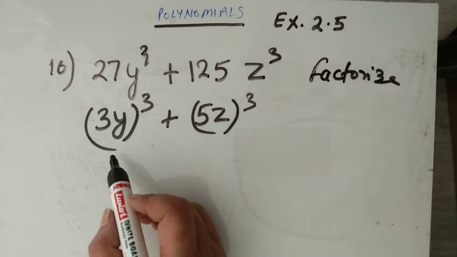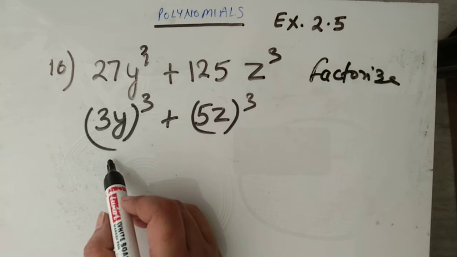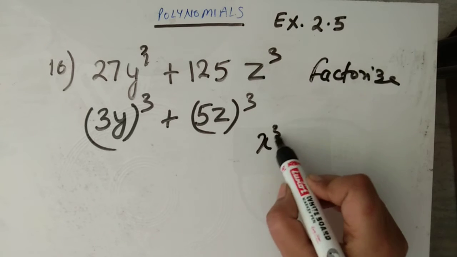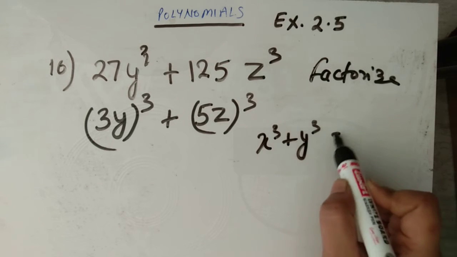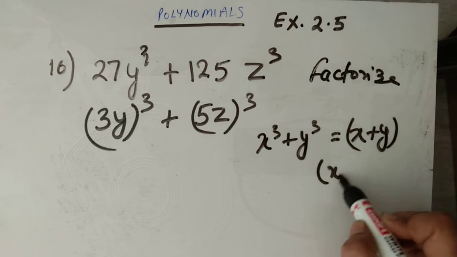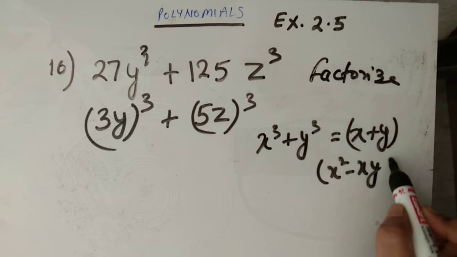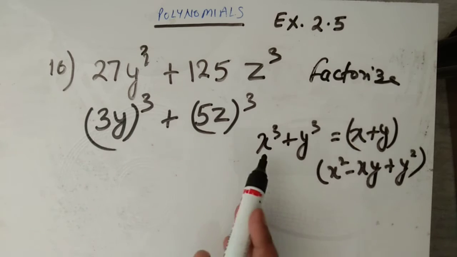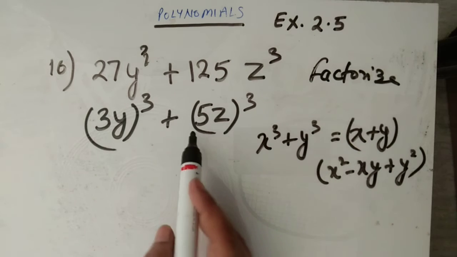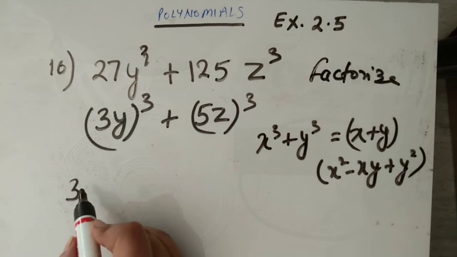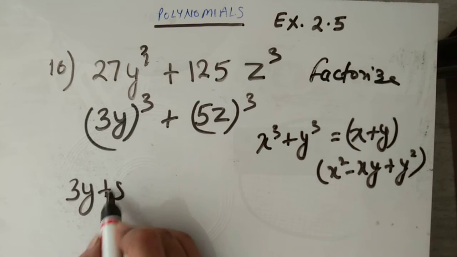Okay, now we know the identity of x cube plus y cube. Right, now we have solved x cube plus y cube. It is equal to x plus y and x square minus xy plus y square. You have to learn these identities so it is easier for you. So now here x is 3y and y is 5z. So put the value there. Your answer will be 3y plus 5z.